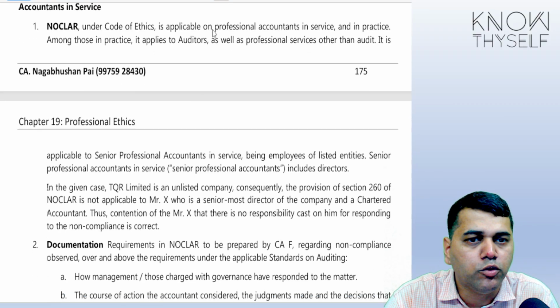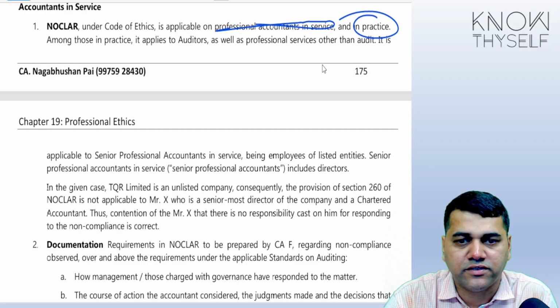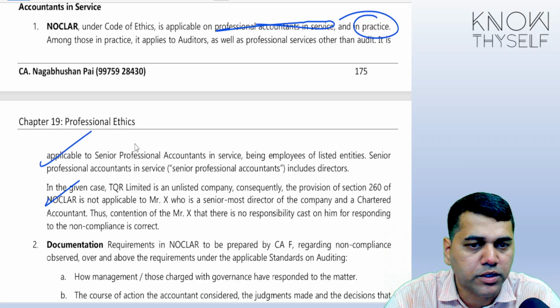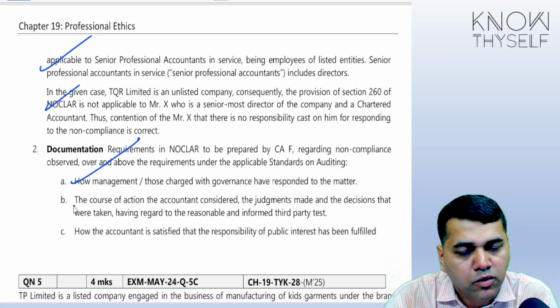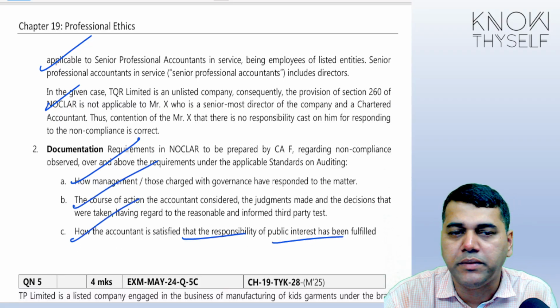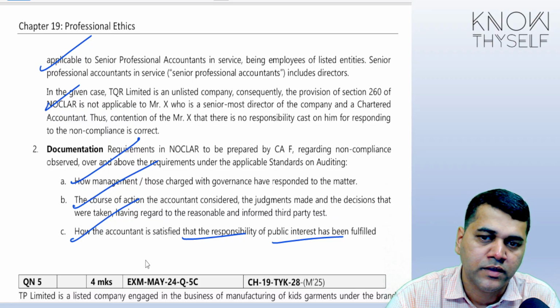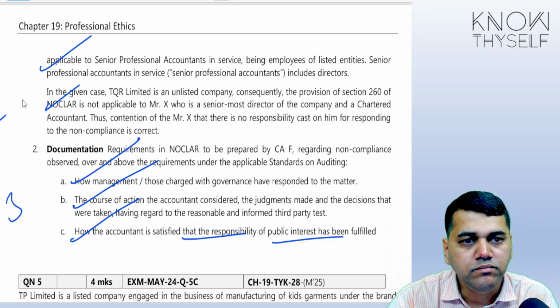It is applicable both for professional accountants in service and professional accountants in practice. Now documentation: how the management has responded, what course of action is taken, and how the accountant is satisfied that they have fulfilled the responsibility in the public interest. That's it. Maybe 3 marks for this, 2 marks to tell whom it is applicable to.